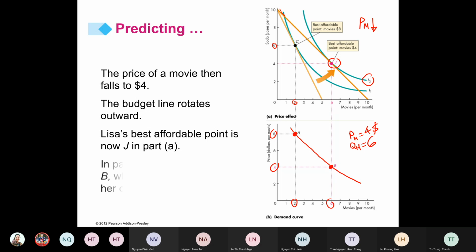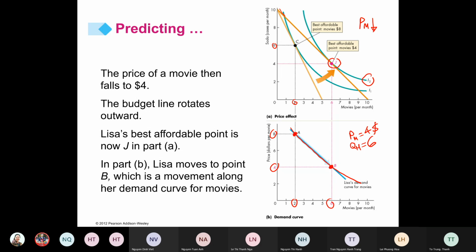And that is the linkage or the connection between what we started in these theories from the indifference curve and the budget lines and what we derive for the demand curve.